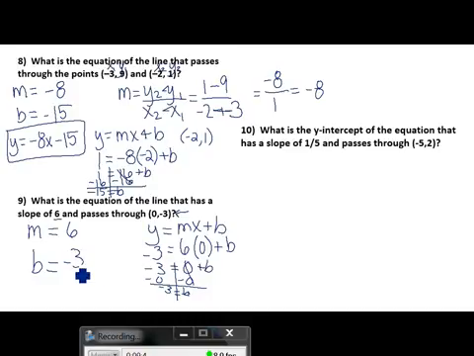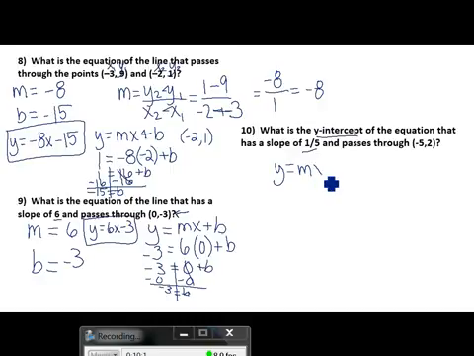So now I can write my equation. Y equals 6x minus 3. And the last question for this one, number 10. What is the y-intercept of the equation that has a slope of 1/5 and passes through -5, comma 2? So we're just looking for the y-intercept. We don't have to write the entire equation.